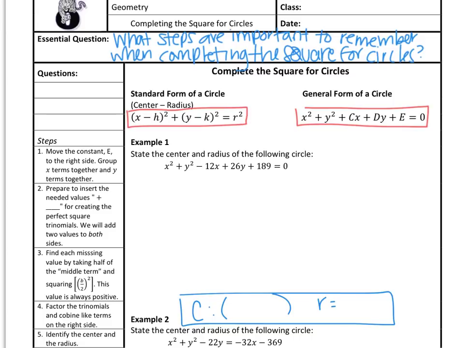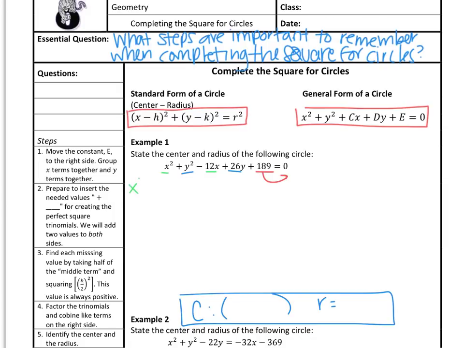So now we're going to actually follow this process. And if you get lost at all, the steps are listed on the left-hand side right there. It says move the constant e to the right side. Group x terms together and group y terms together. So here's an x term, y term, and then here's this weirdo constant that needs to be moved to the other side. So I'm going to group the x's.